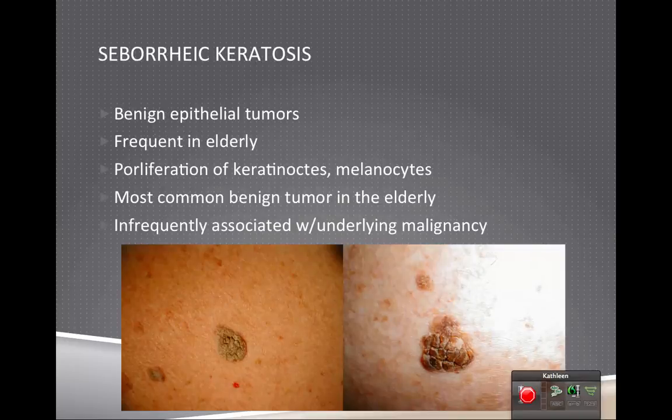Seborrheic keratosis is a benign epithelial tumor, frequent in the elderly, with proliferation of keratinocytes or melanocytes. It is the most common benign tumor in the elderly, infrequently associated with underlying malignancy.